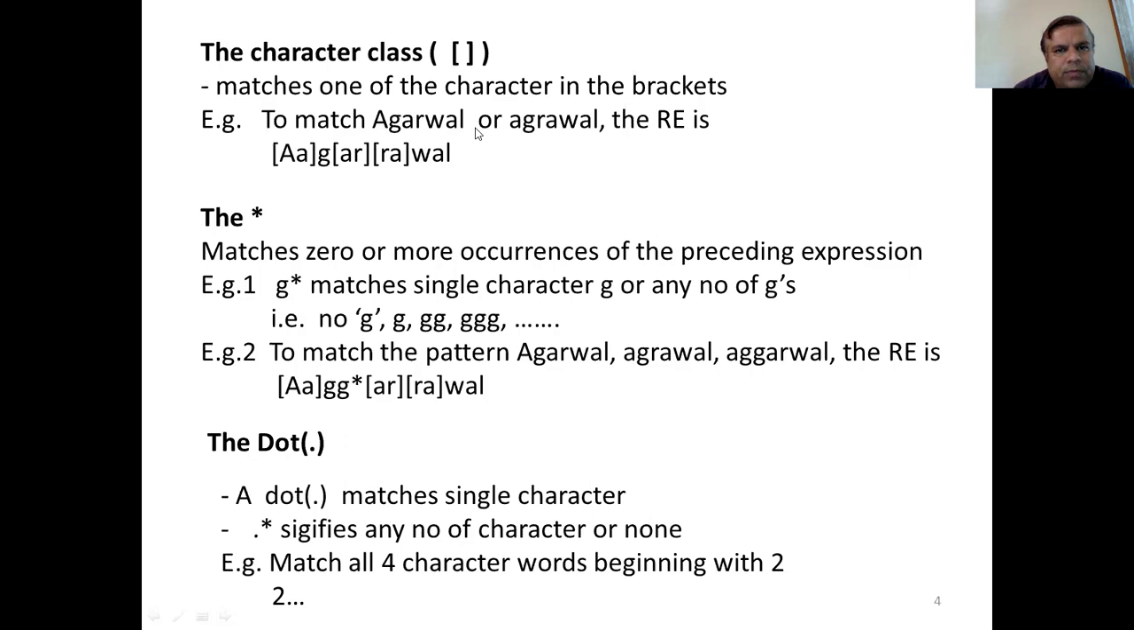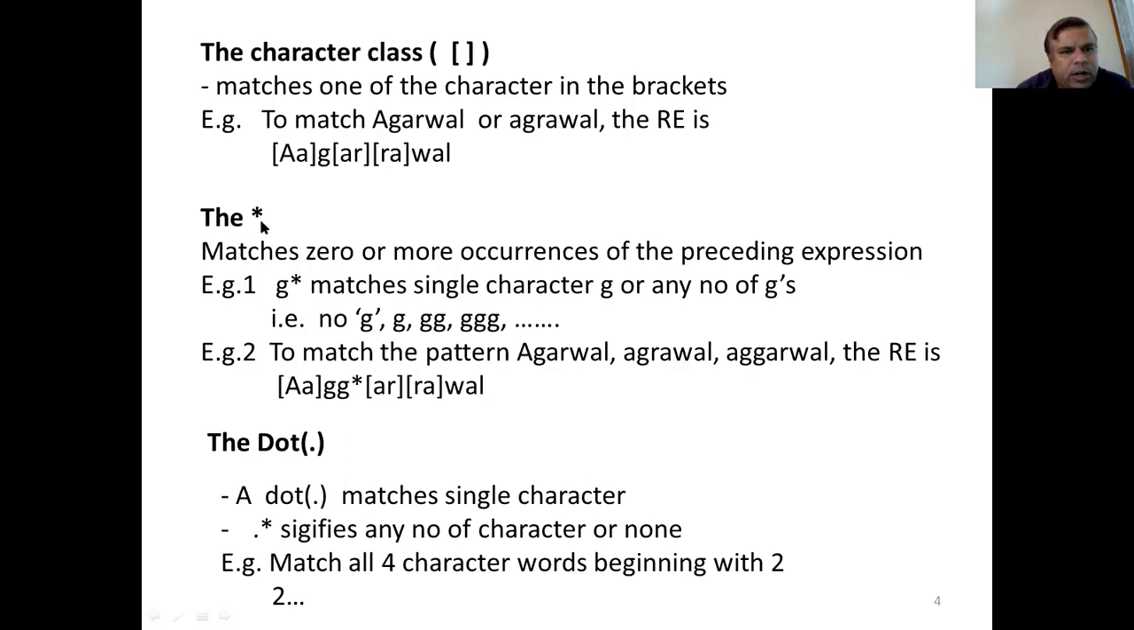Then the next character G. There is no difference, so match it literally. And then the next character A and then R. There is a difference. You have to match either A or R. So enclose these two characters within brackets, AR, which matches either A or R. Then the next character R, then A. You have to match either R or A. Again use the square bracket. Then the next three characters are similar, WAL, here also WAL, so this is followed by WAL as it is. So this regular expression matches both the names.